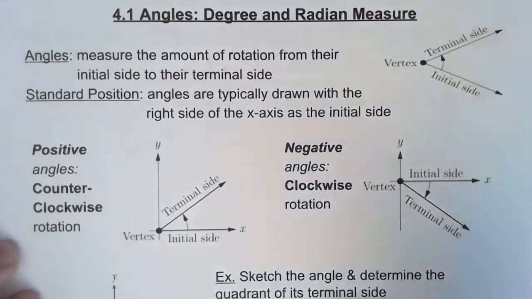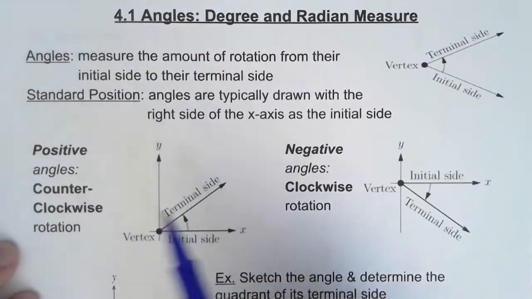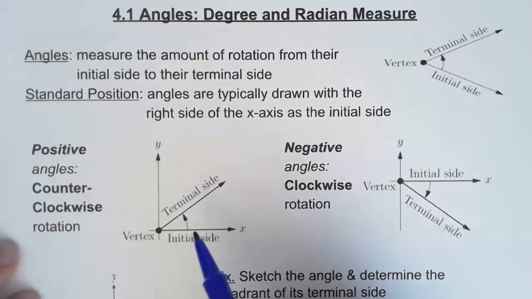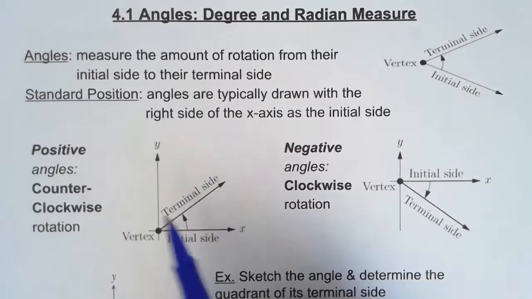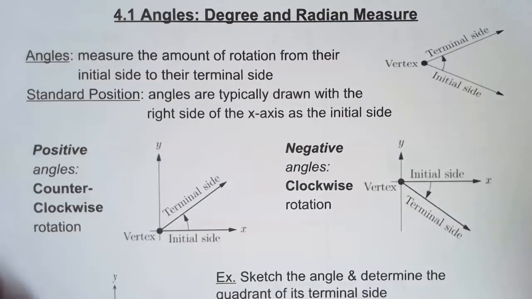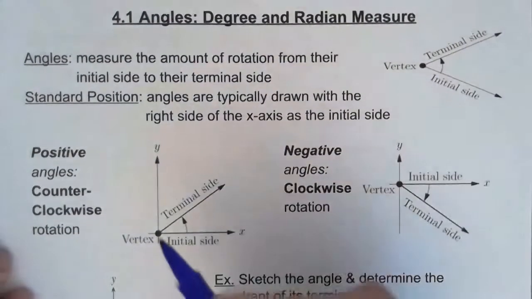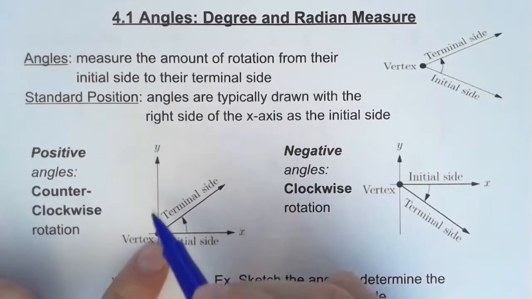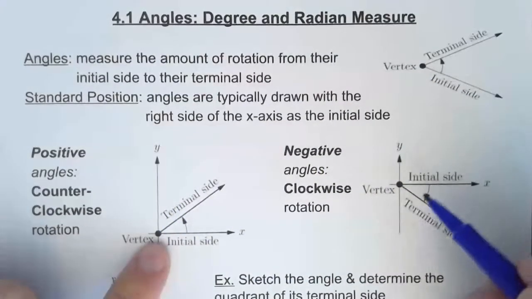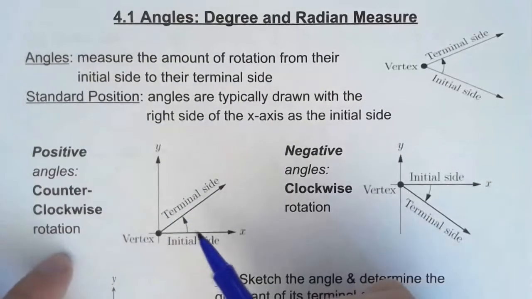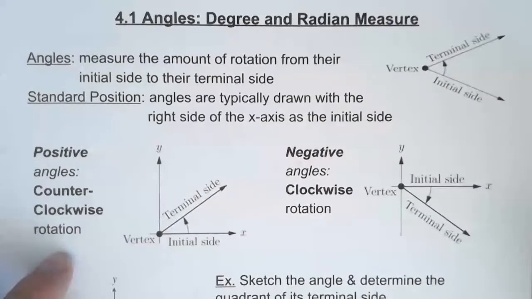Now when we sketch angles, usually we do them in standard position, where we start the angle at the right side of the x-axis, make that its initial side. And then positive angles actually rotate counterclockwise, and negative angles are the ones that go clockwise. If that seems kind of strange, it's because positive angles are rotating towards the positive y coordinates up here, and the negative angles are rotating towards the negative y coordinates down there. But positive is actually counterclockwise, negative is actually clockwise.